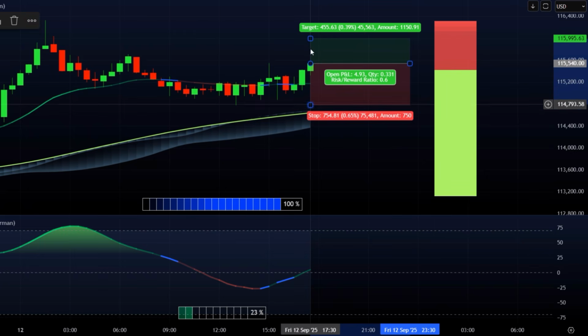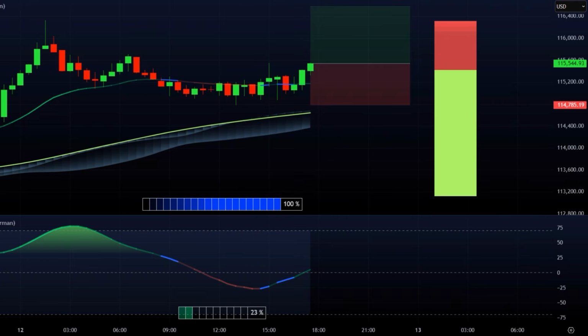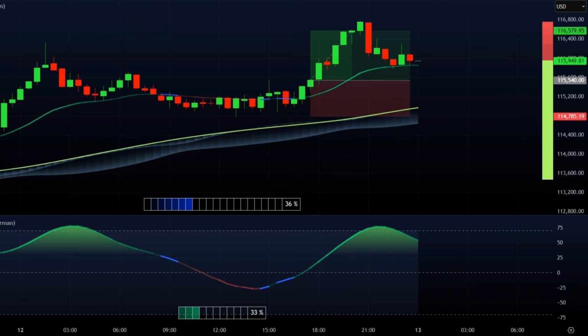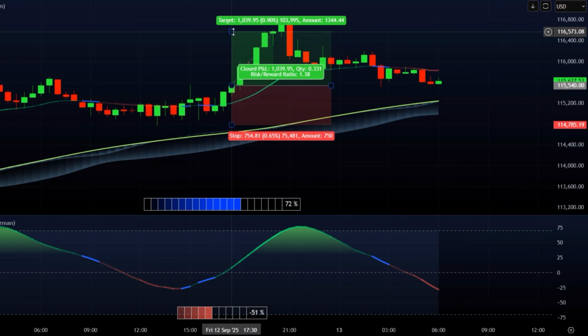Step 3. The confirmation entry. Enter the trade only when the bottom strength meter crosses back above the zero line and turns green. This is your signal that the pullback is over and the primary trend is resuming.